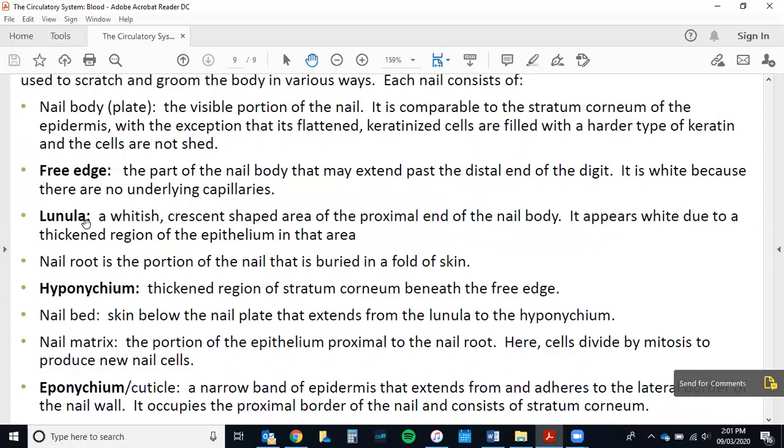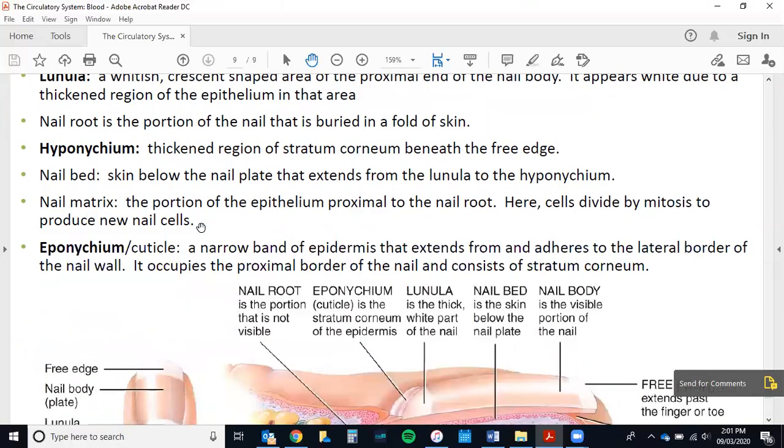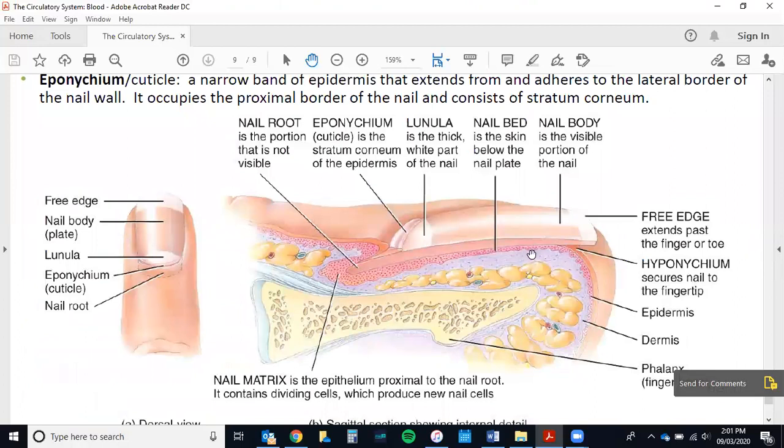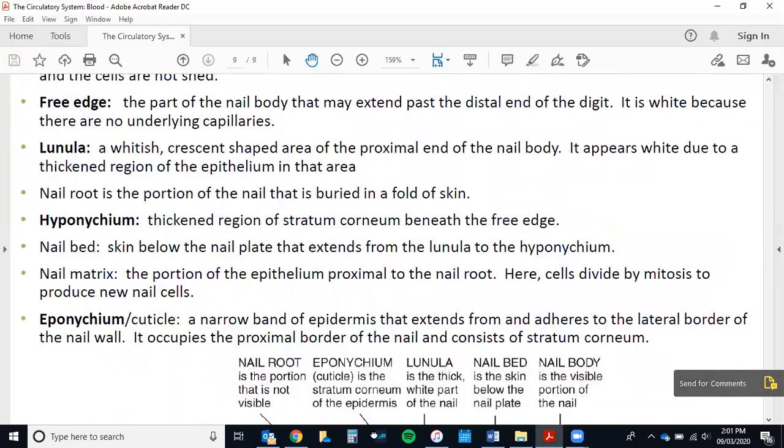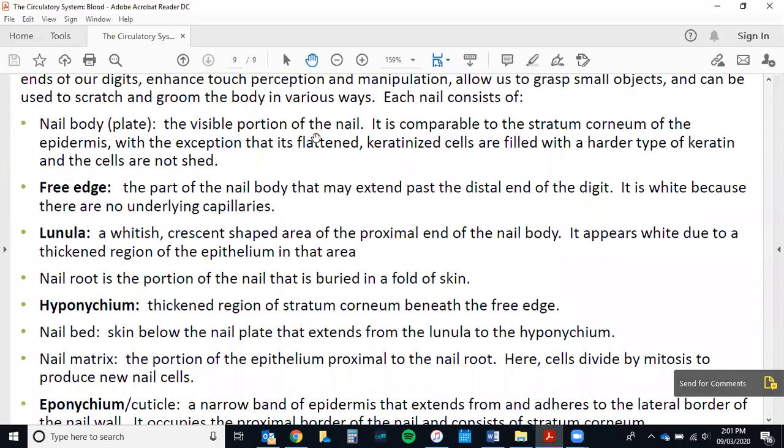Okay, structurally, finger and toenails are pretty complicated. The first structure I want to talk about is the nail body. The nail body is the portion of the nail that you can see, and it makes up the majority of it. It is comparable to the stratum corneum of our epidermis, with the exception that it's flattened. Keratinized cells are filled with a harder type of keratin, and we're not shedding off the cells like we were at the corneum. At the very end of the nail body is the free edge, so it's the distal end.